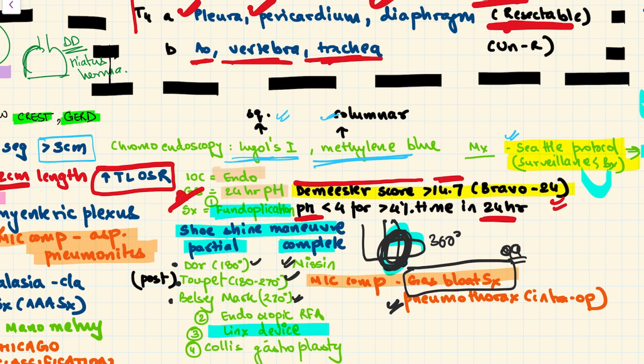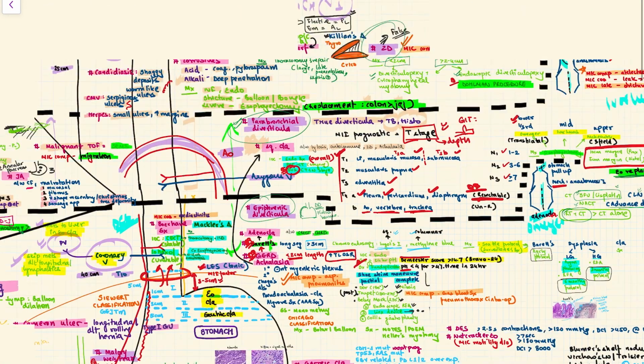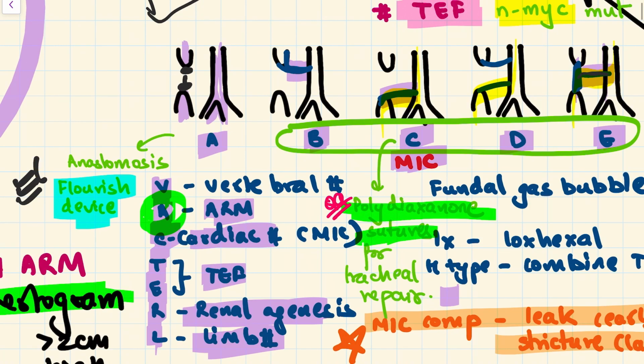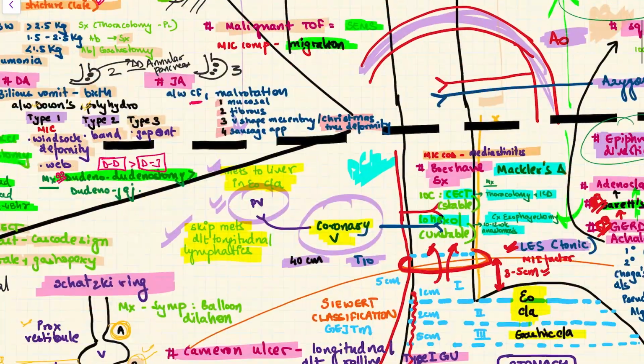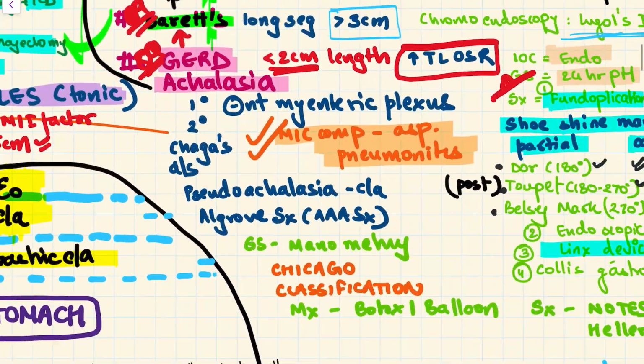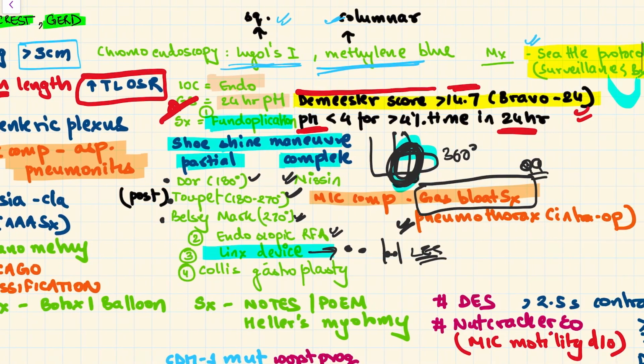Now there are newer methods like endoscopic RFA and the LINX device. See, they are magnets, placed here and here so that the LES would be tightened as the walls are pulled towards each other. Okay? We studied one more device in congenital anomalies, which was the Flourish device. It was also magnets used for type A tracheoesophageal fistula. Here the device is the LINX device. These are all magnetic devices, new things.